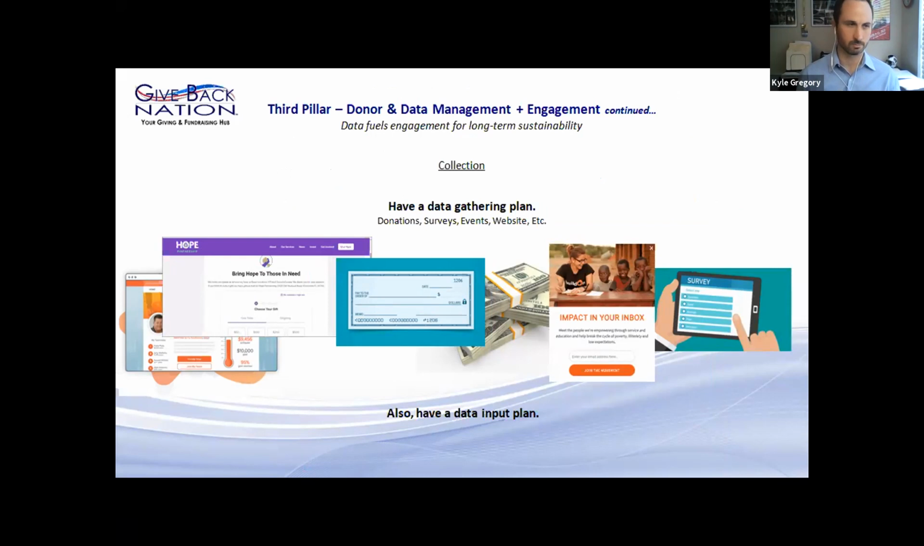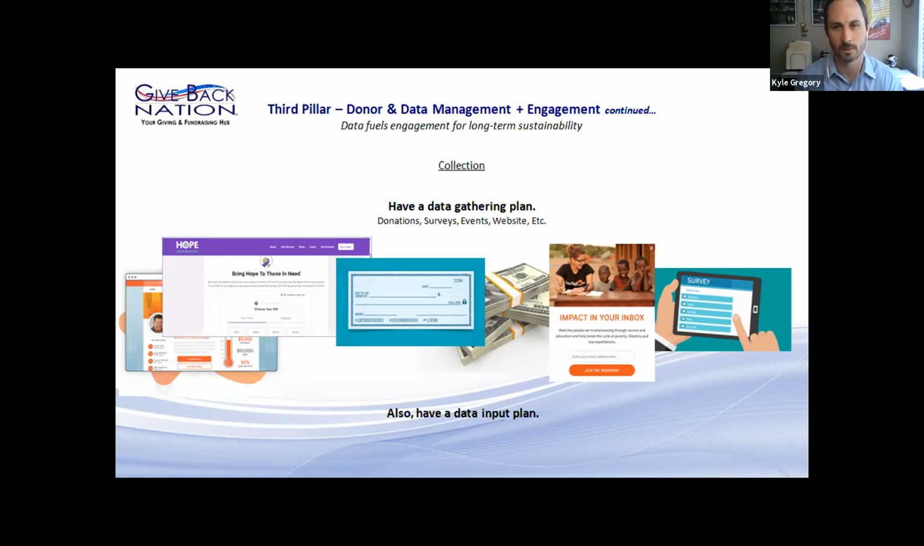Collection can look a lot of different ways, but the end game is you want to have some sort of plan. Donations, there's hopefully going to be some data collection on the donation side, whether it's online, whether it's offline through cash or check. Hopefully there's a plan. Online, pretty cut and dry. You've got the different fields that they're going to enter. You've got some custom fields that you can add, to ask additional questions, whether it's drop downs or check boxes, whatever the case may be.